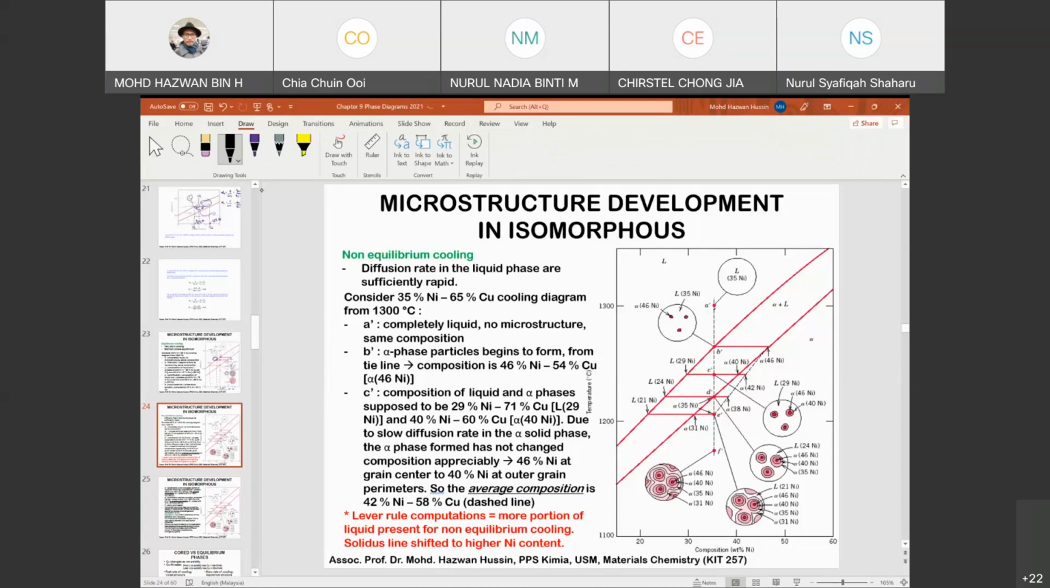So this is basically almost the same as the microstructure of liquid phase in equilibrium cooling, isomorphous microstructure. Moving on to B prime, you will see that there's a formation of small grains of alpha. Alpha phase particles begin to form from the tie line, with the composition of alpha equal to 46% of nickel. Liquid is still 35 because it overlaps on the liquidus line.